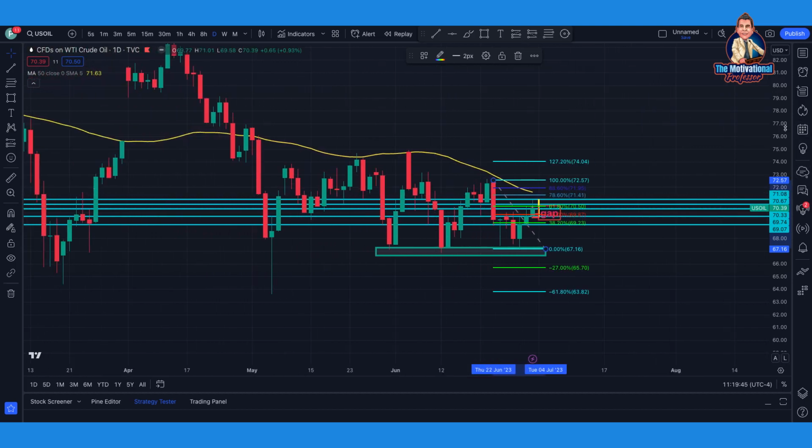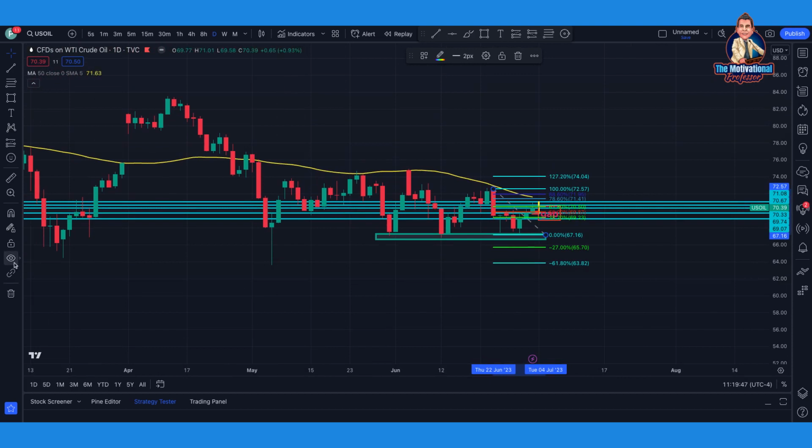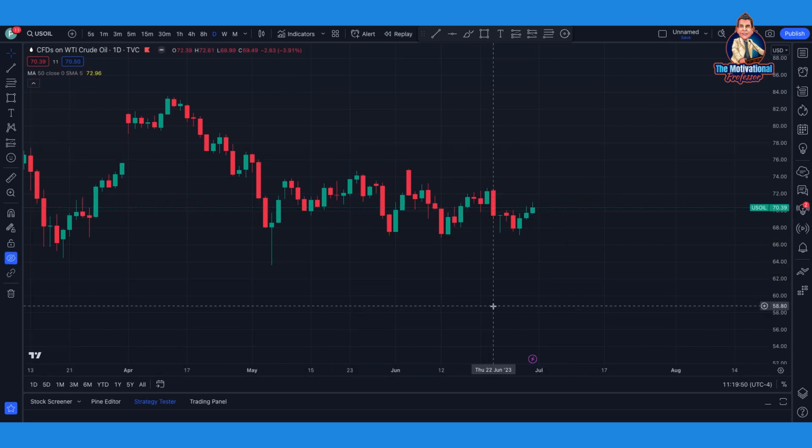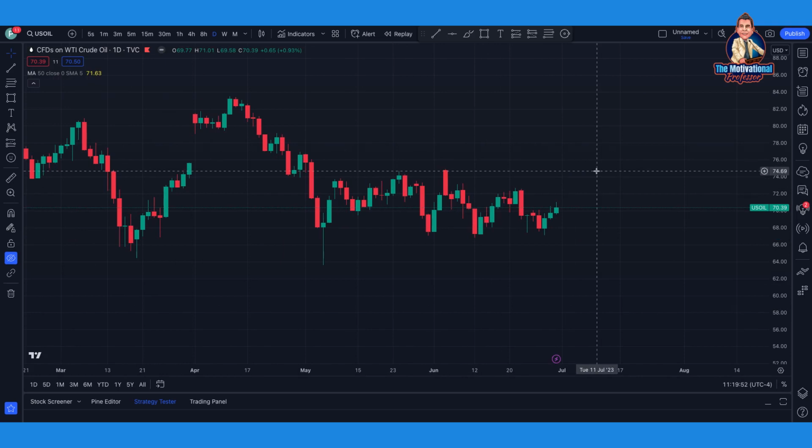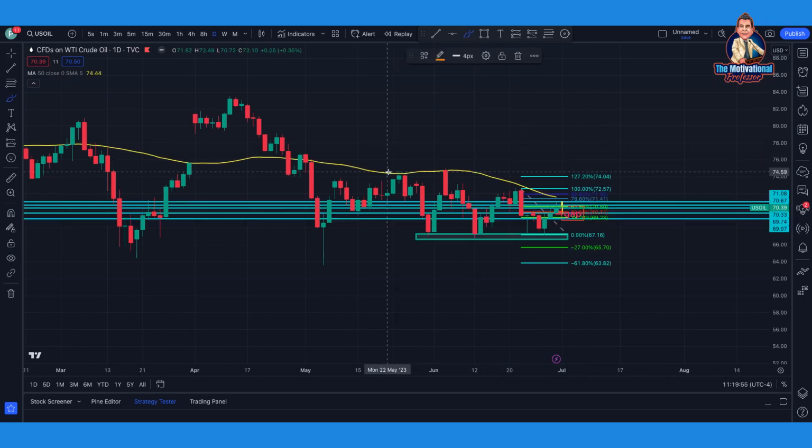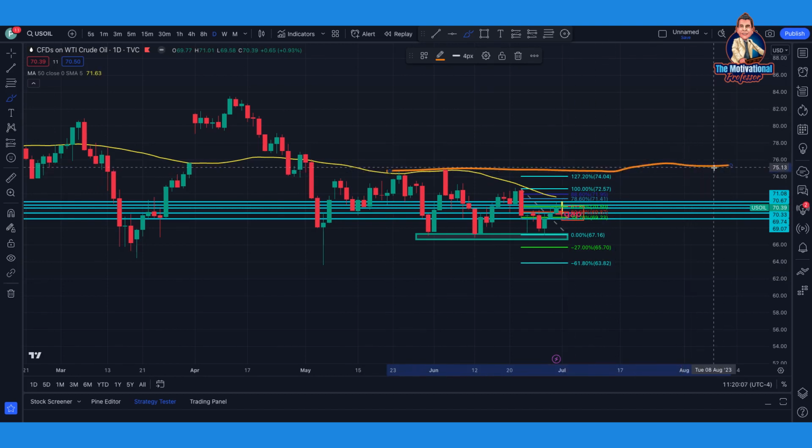So again, we are still in a bearish mode when it comes to crude oil. We would need price, in my opinion, to break and close, and I'm going to grab a brush, above roughly 75 to truly say that we are now bullish, meaning we're going to see the 80s again. So we would need to have a close above that $75 range.